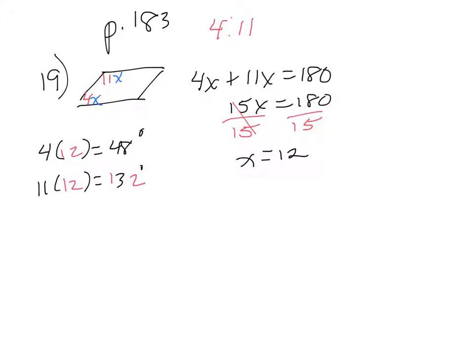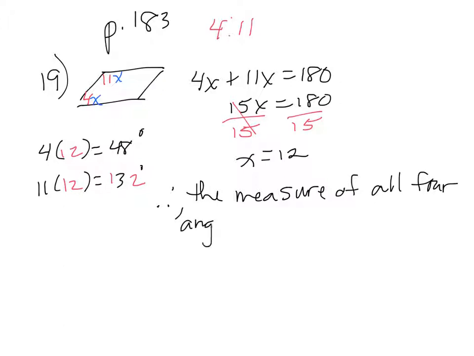What do you know about opposite angles in a parallelogram? They're equal. So if this angle right here is 48, this angle is 48. If this angle here is 132, that angle there is 132. Therefore, the measure of all 4 angles is 48 degrees, 132 degrees, 48 degrees, and 132 degrees.